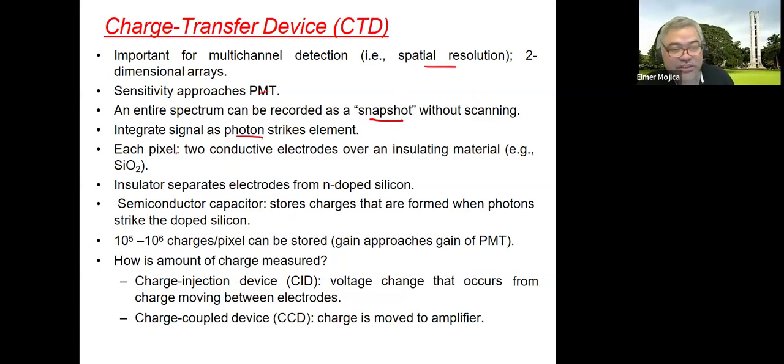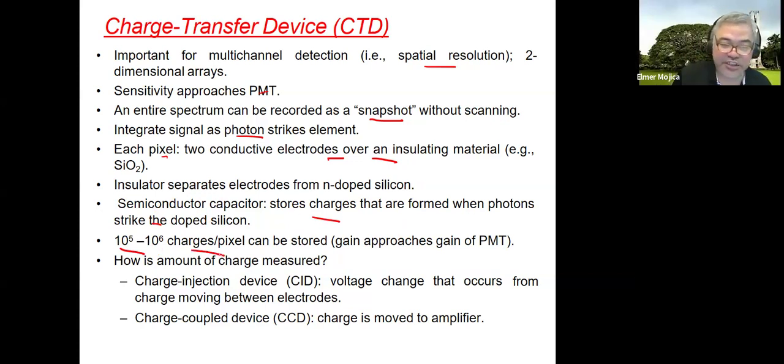So the good thing about here, the pixel, okay, is that it has two conductive electrodes over an insulating material, which is the silicon dioxide. So this insulator separates electrodes from the N-type silicon. If you're going to look at this, a semiconductor capacitor, it stores charges that are formed when photons strike the doped silicon, and it can produce 10 to the 5th to 10 to the 6th charges per pixel, which is almost close to the 10 to the 7 electrons that PMT generates.